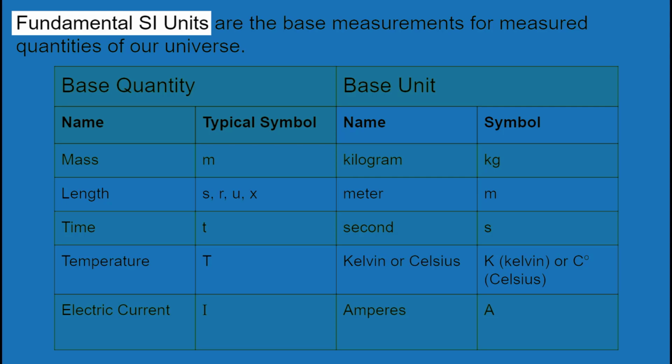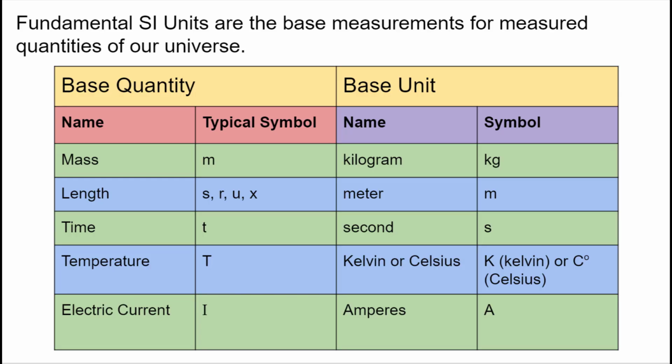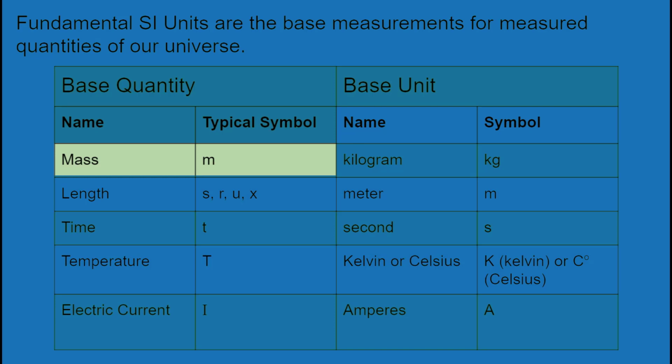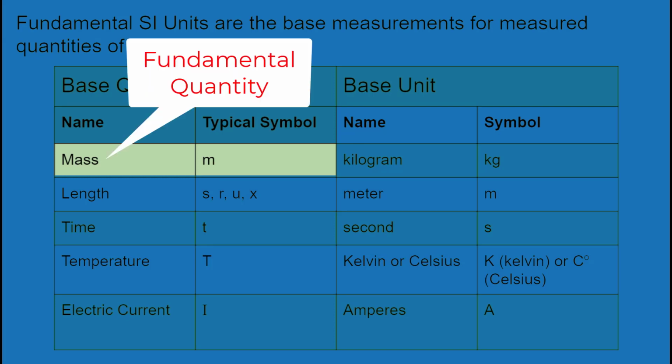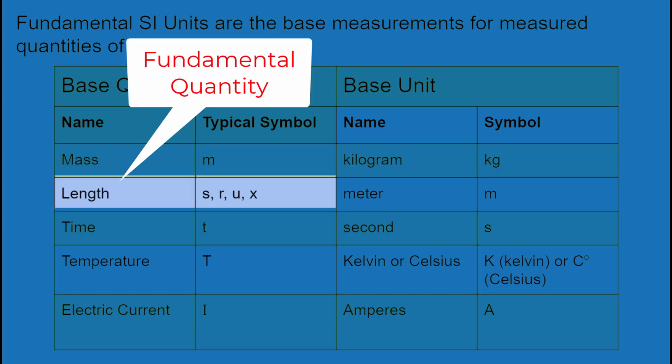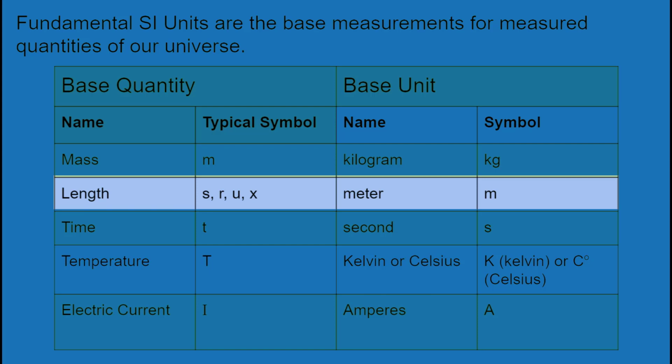Fundamental units are base measurements of quantities in our universe. For example, all matter has mass and takes up space, so mass is a fundamental quantity, and while in the United States we might think of using pounds to measure the mass of something, SI units use kilograms. Space is also occupied by matter, and thus length must also be a fundamental quantity that is measured in our universe. So according to the SI units, we must use meters to measure length.